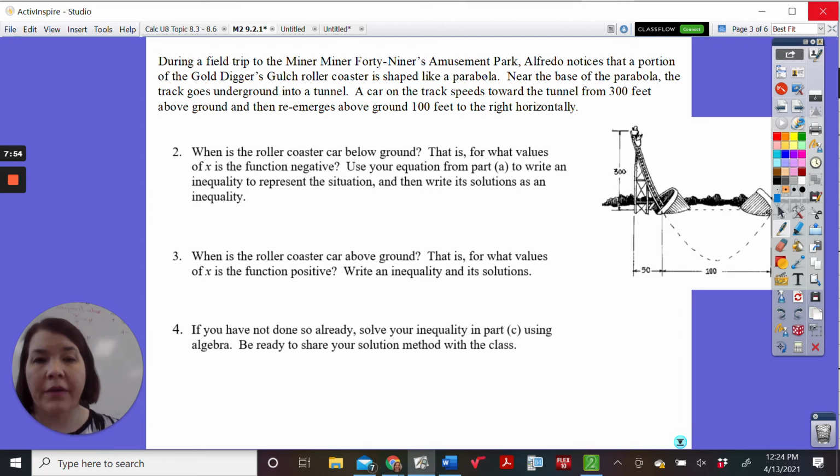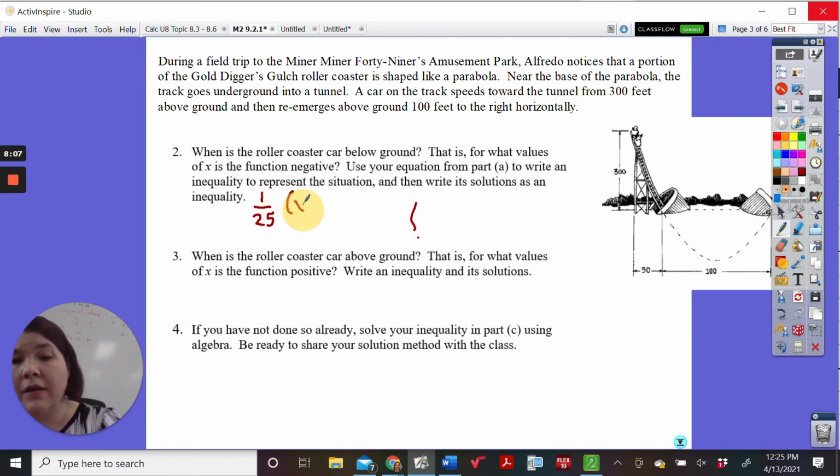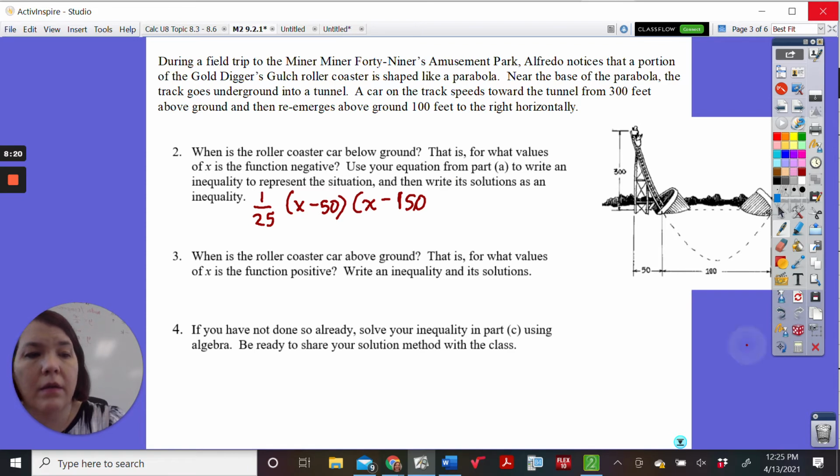So we're going to continue with this. When is the roller coaster below the ground? So it's below the ground when I hit the ground. So I honestly think it says we want to know when it's negative. So we've got our equation, 1 over 25, x minus 50, and x minus 150. And it needs to be below the ground. And since the ground is the x-axis, I'm going to say it has to be smaller than 0. Okay, so there's my equation.